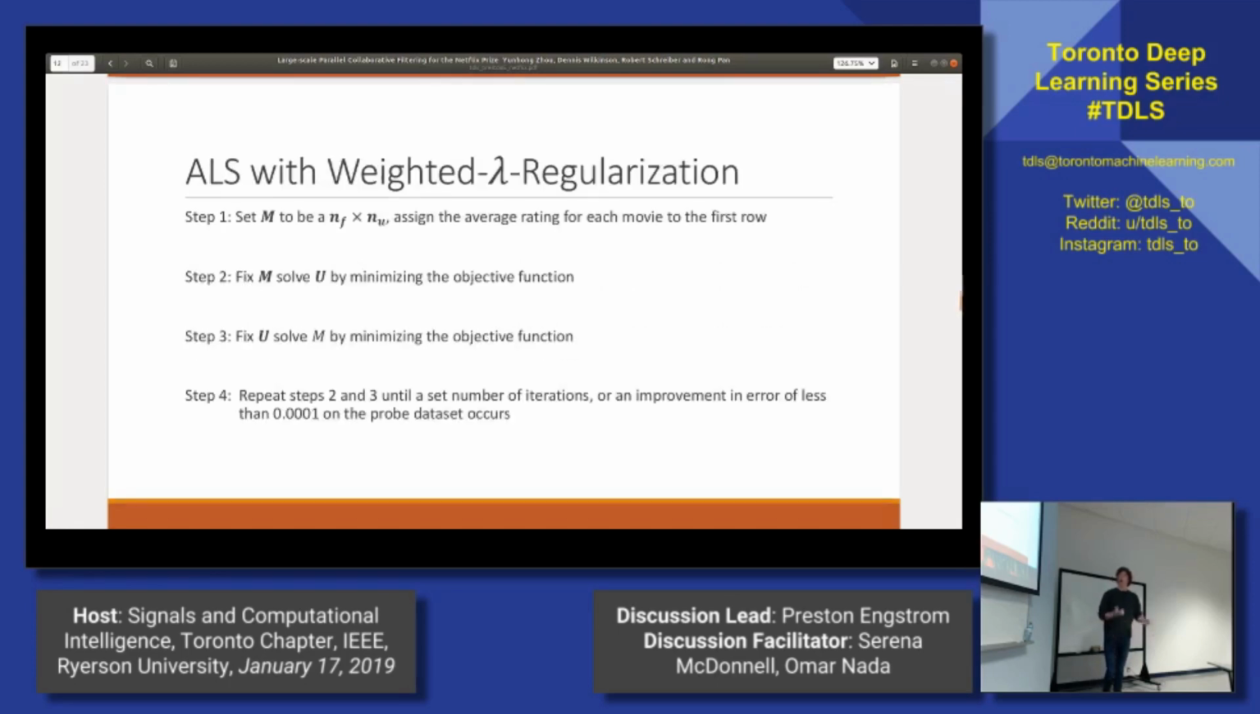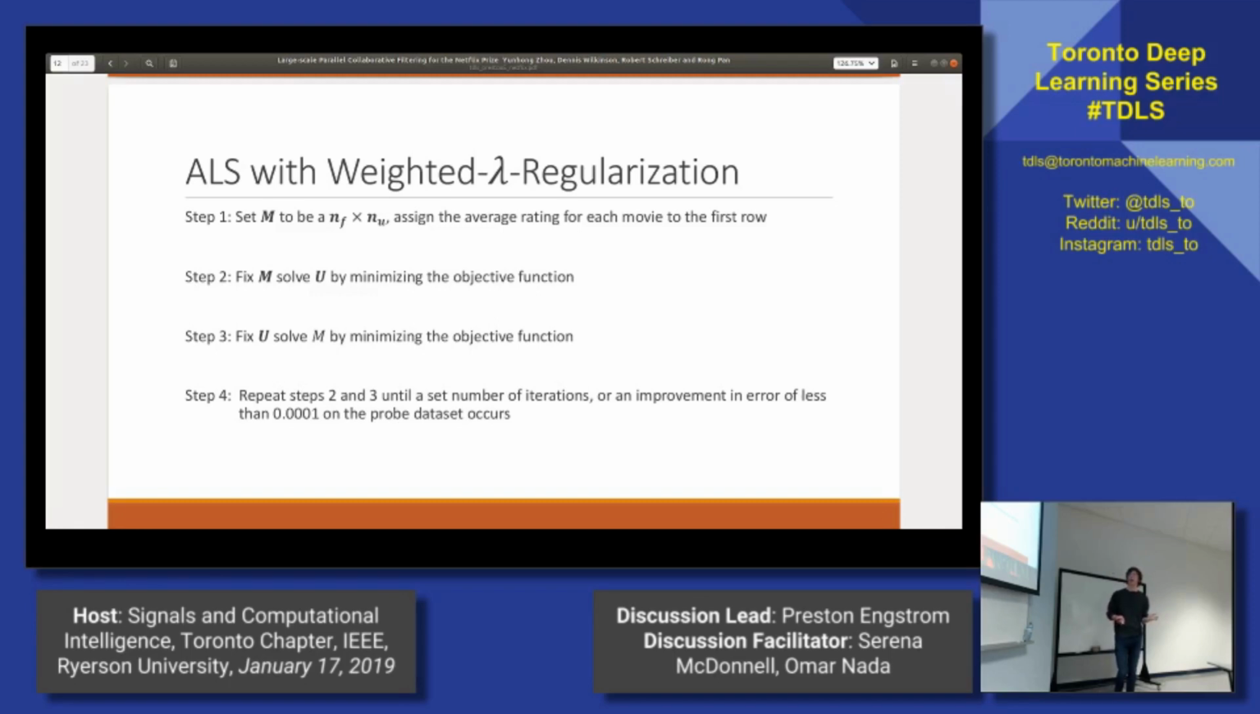So this is just a little breakdown of the algorithm. We start by initializing our movie matrix M, which is an NF by NU matrix. And NF is just the number of free parameters we have for each user or item. So you can think of each user as an NF length vector. So we assign just random small values to this entire matrix.